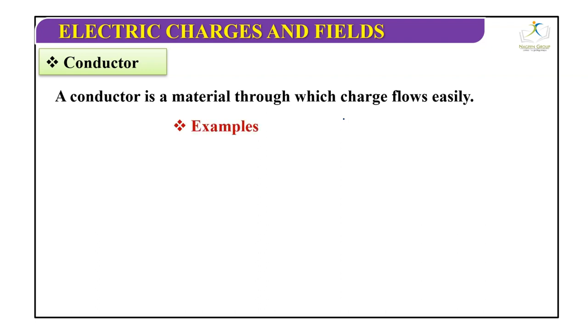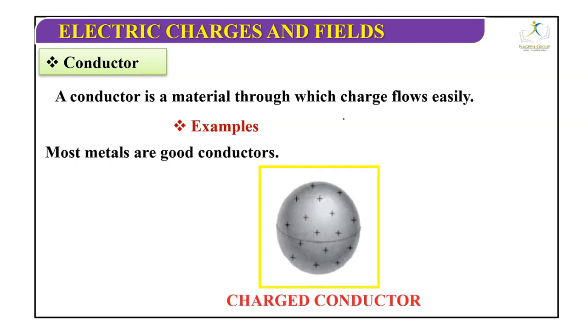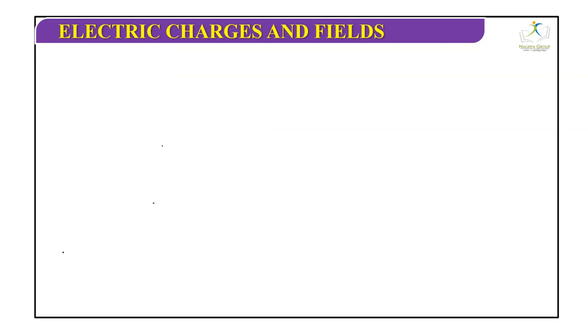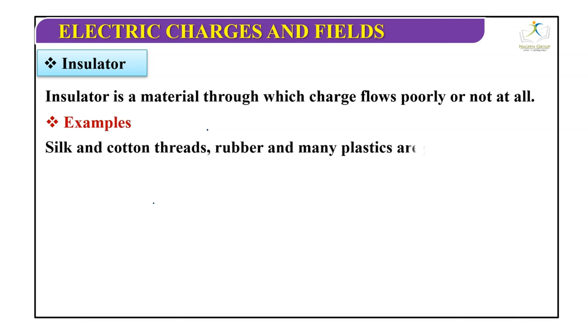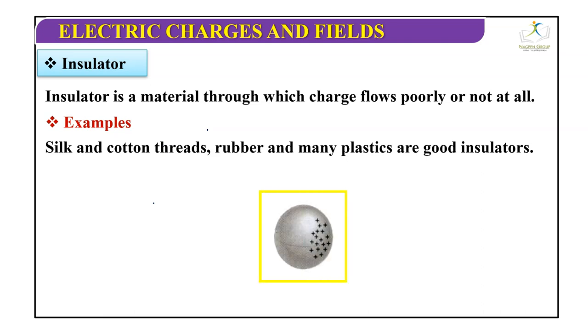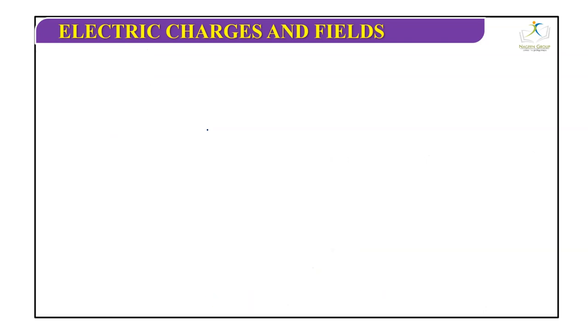Okay children, so for examples, most metals are good conductors. Insulator: an insulator is a material through which charge flows poorly or not at all. There are some materials in which charges cannot flow at all, that will be called an insulator. For example, silk and cotton thread, rubber and many plastics are good insulators because they can't transfer their charges.